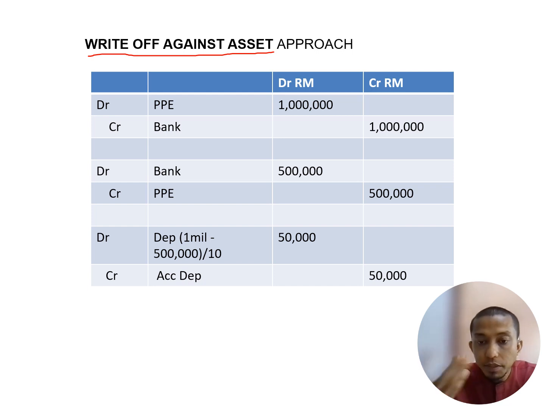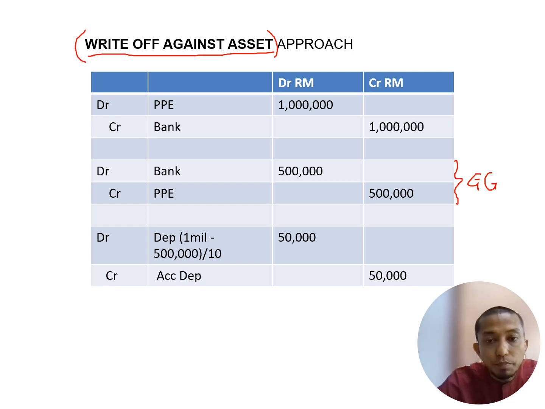Okay, assuming that the company purchased an asset for 1 million, paying by bank. Then the company receives a grant. This is a government grant. Again, this is the writing off against asset method, because the name itself is writing off against asset method. So you see, we credit our PPE 500,000 and we debit bank 500,000.